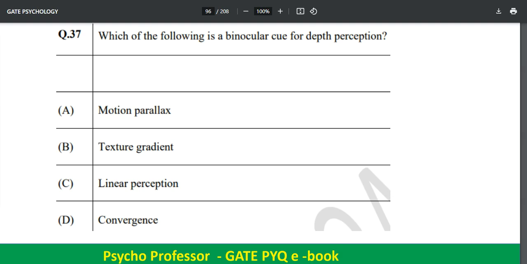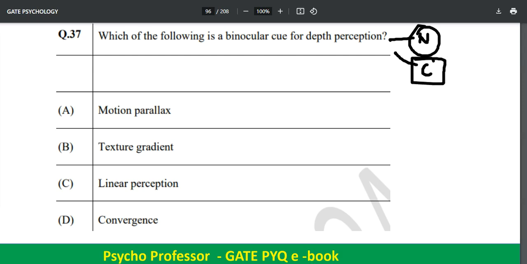Now, which of the following is the binocular cue for depth perception? This unit is very important. We are doing over here. It is IMP, and you will get to know about the number of questions which we are going to do under this head. Which of the following is a binocular cue for depth perception? The question we will find in any NCERT book, in any general psychology book, you will find answers for this.